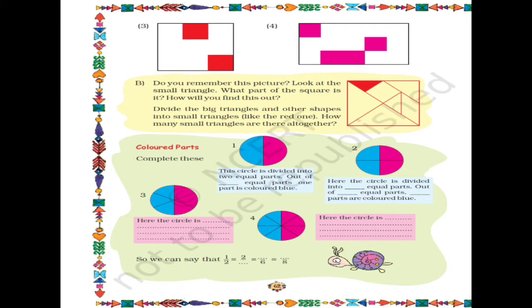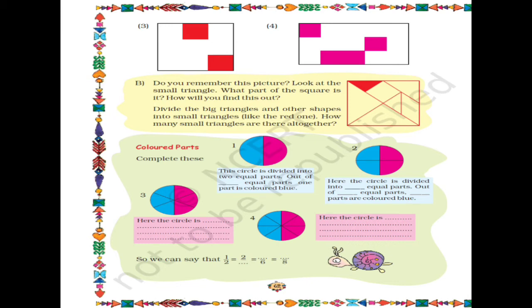Like the red one, how many small triangles are there altogether? We have seen this picture in the activity, and this colored small triangle is 1/16 part of the square. To get this, the step we have to follow is to divide this shape into small triangles. So this you have to do as your homework.